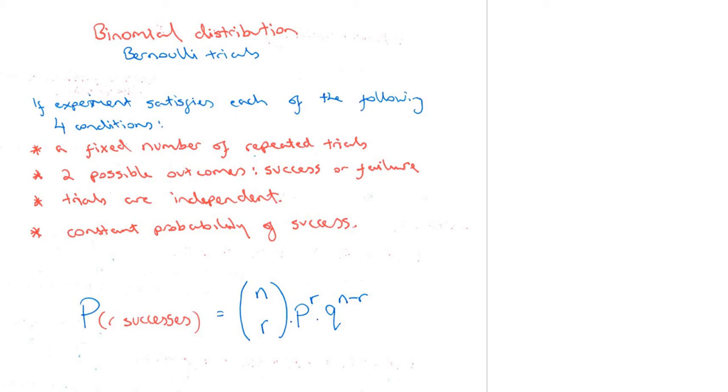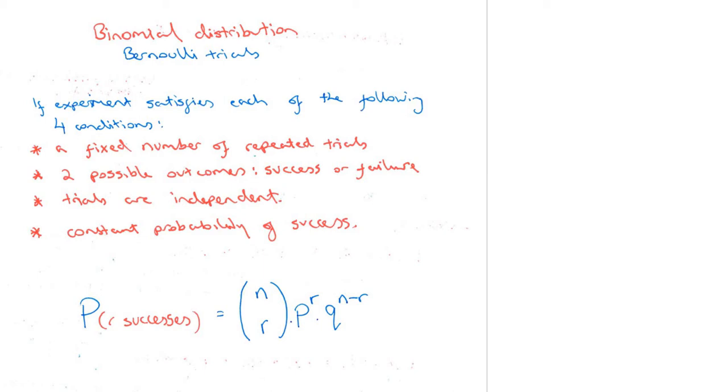Here I'm going to introduce the binomial distribution, or finding the probability of something called a Bernoulli trial. This is a question that comes up quite a lot in the papers, and a Bernoulli trial is essentially an experiment where there are only two outcomes. One of the outcomes is success and the other outcome is failure.